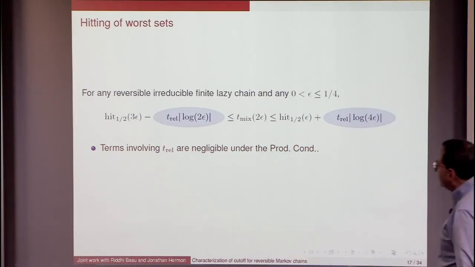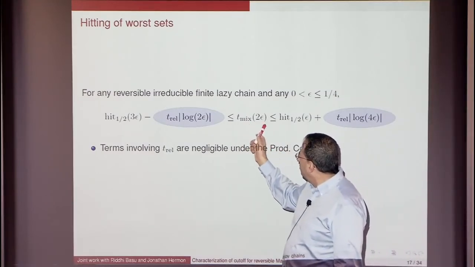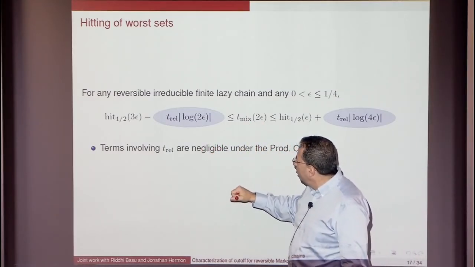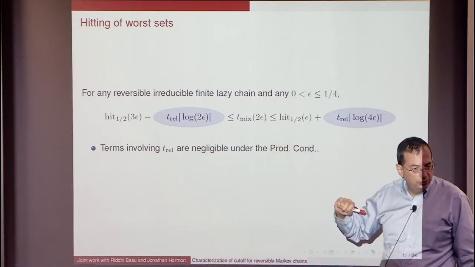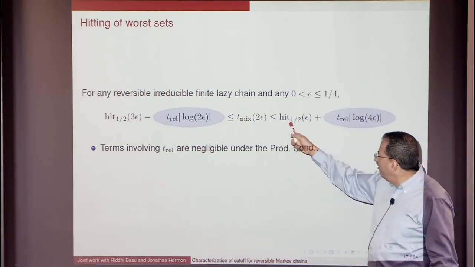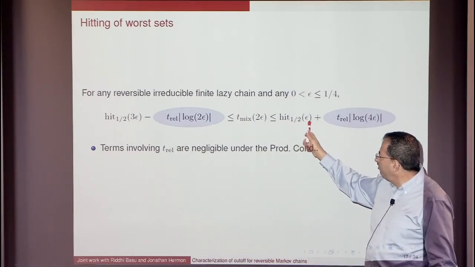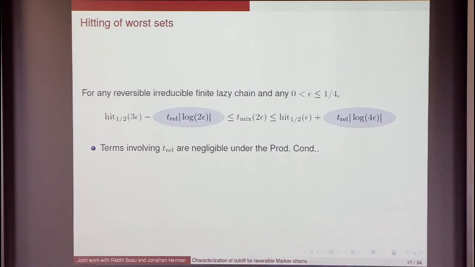So let's look at T mix of 2 epsilon. It's bounded below by a hitting time, but let's focus on the interesting thing, which is the upper bound. So it's bounded above by the hit half of epsilon. Remember, this means the maximum over all sets of measure at least half and all initial states of the time needed to ensure you hit the set with probability at least 1 minus epsilon. Okay, it's a mouthful. But this is what this means.